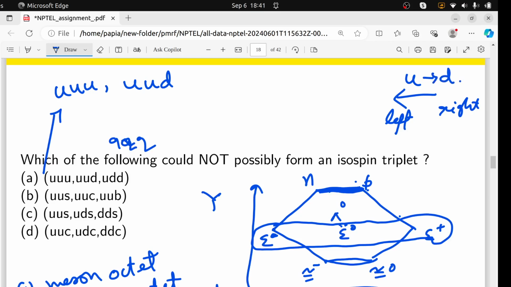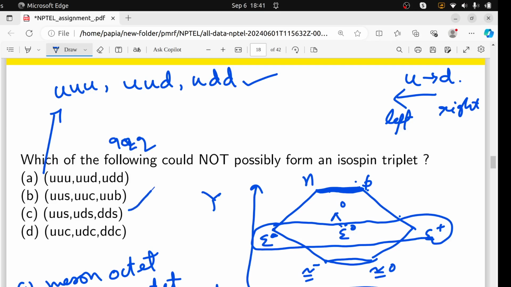So U U U, then U U D. Again it is coming as U D D. One U is replaced by D. So that means this is in a parallel line of I3, so that can be an isospin triplet.